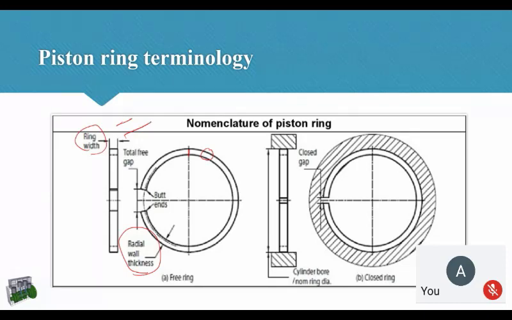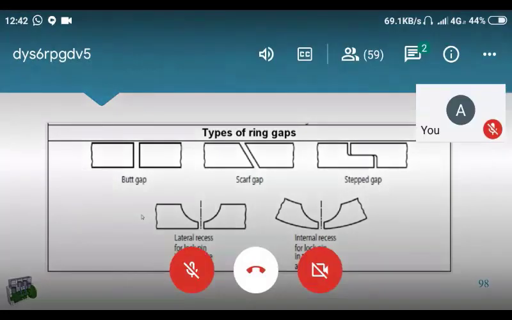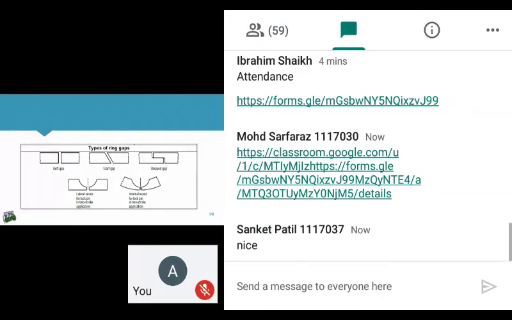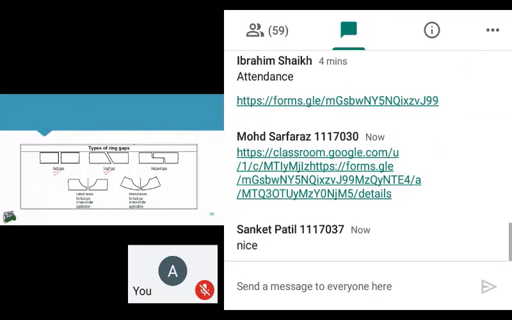And also, there are various types of ring ends available. You need to understand that. See, these are the various types. They are called butt type, scarf type, and step type.